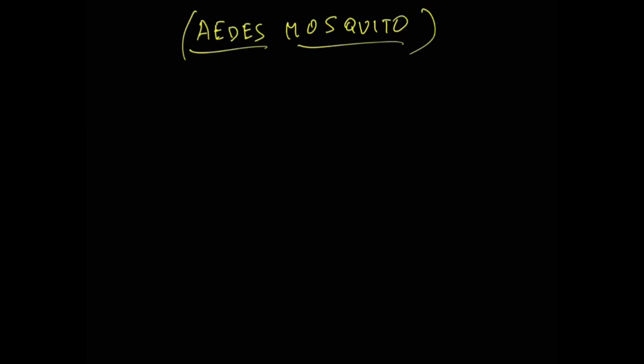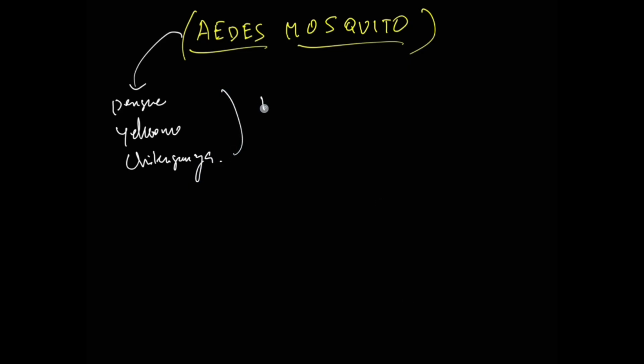Next we will be seeing about the Aedes mosquito. Before going to Aedes, please comment what diseases are spread by these three mosquitoes. Now let's go into Aedes. Mainly Aedes spreads dengue, yellow fever, and chikungunya. These are the diseases caused by Aedes.